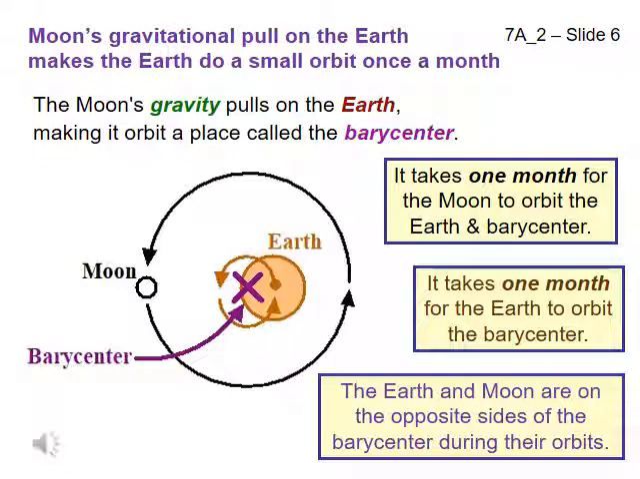Examine the picture on the slide. The Earth goes around the barycenter over the course of a month just as the Moon goes around the Earth, and the barycenter, during a month. The Earth and Moon are on opposite sides of the barycenter during their orbits.